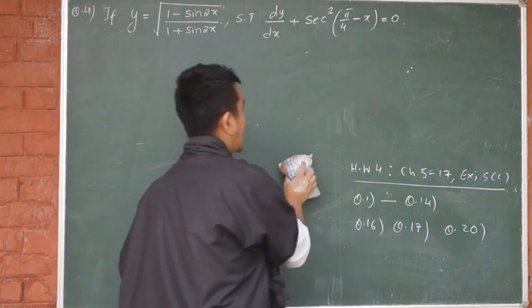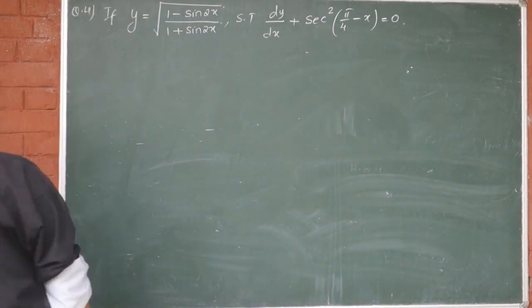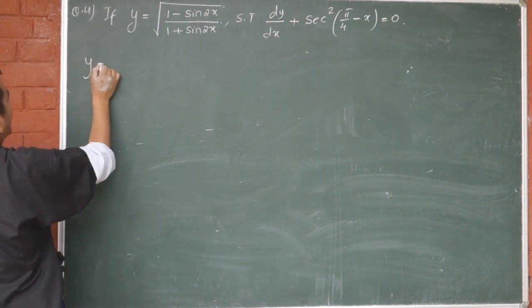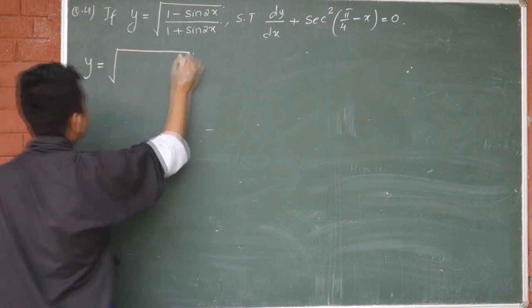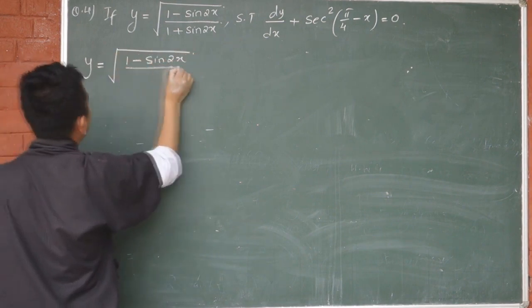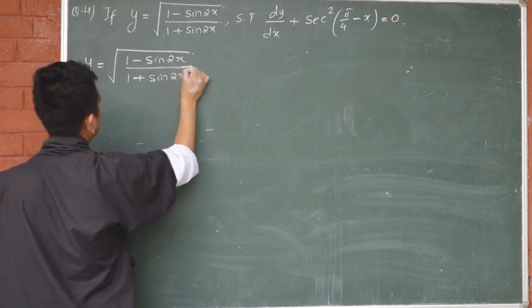If y is equal to root of 1 minus sin 2x divided by 1 plus sin 2x, that's a proving question. So here, let me go with this one. Y here is given as root of 1 minus sin 2x divided by 1 plus sin 2x.